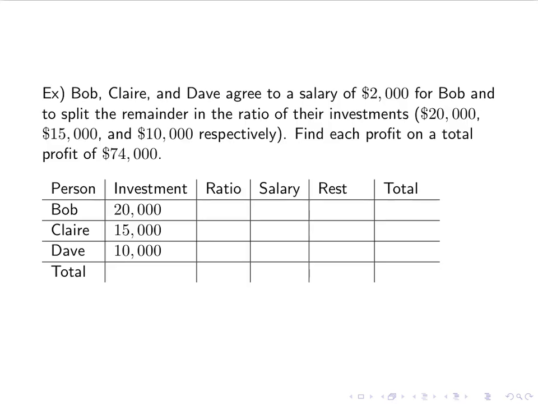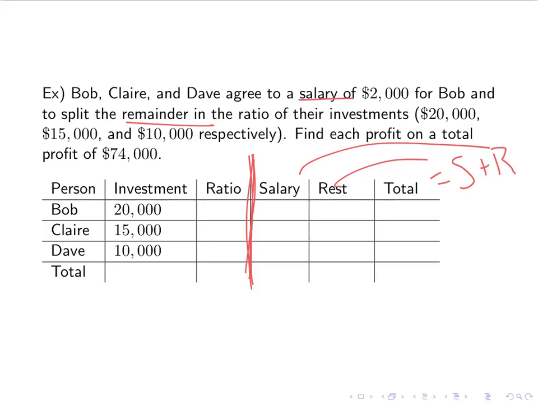So what I'm going to do is create a table, and the table's headings are going to be person, investment, ratio, and then the rest depends on what they're actually getting paid out. So from here, everything to the left doesn't actually get added into total. So the total here is only the salary plus the rest. Okay? Because it says they agree to a salary, and the remainder, which is the same as rest, is the ratio of their investments. So when I say total, I'm adding salary plus rest.